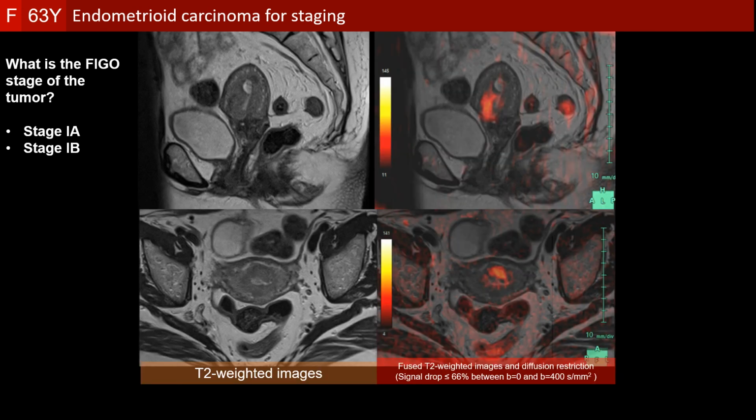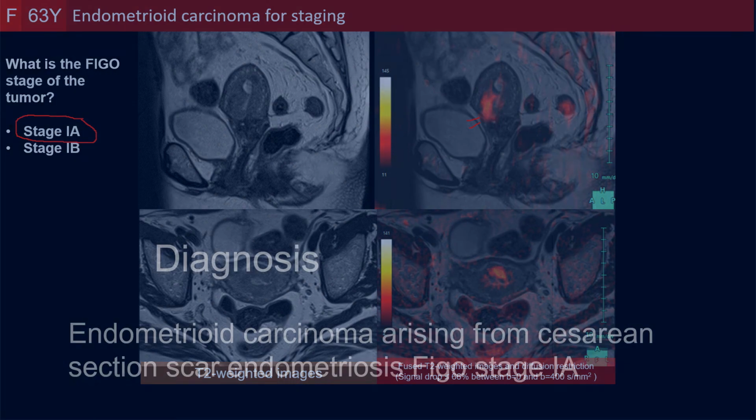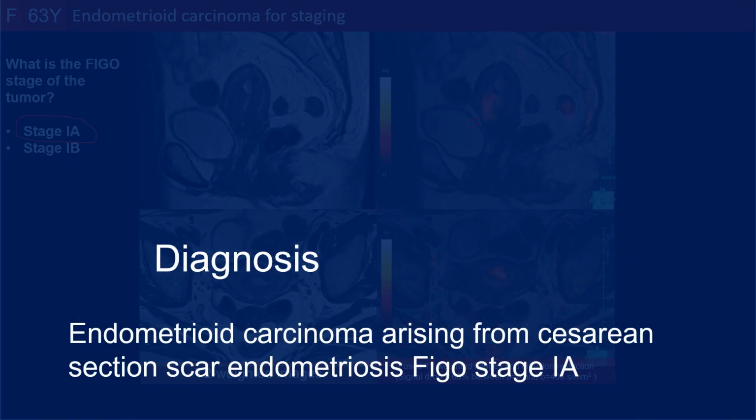So the correct answer to the initial quiz is stage 1A. This part of the uterus is thin, not because the tumor has invaded more than half of its thickness, but because it is a caesarean section scar, and the diagnosis is endometrioid carcinoma arising from caesarean section scar endometriosis, FIGO stage 1A.